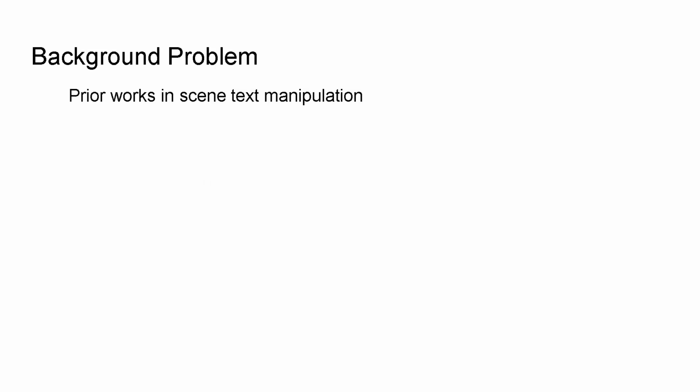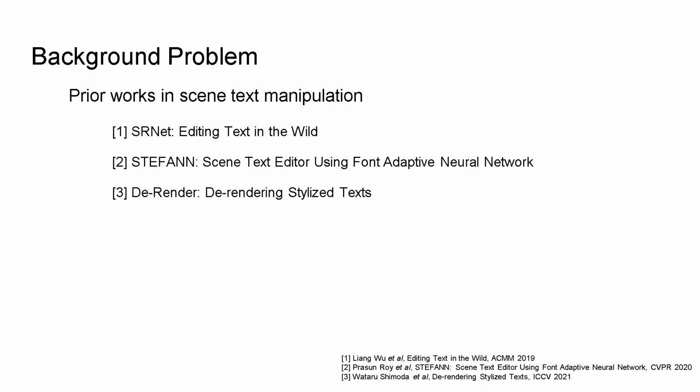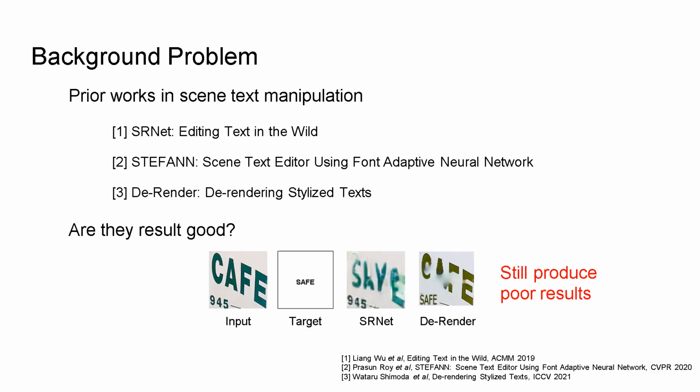Background problem. Several attempts have been made to solve this issue, such as SRNet, Stefan, and DRender. While this method performed well in specific scenarios, a straightforward implementation on in-the-wild data still produces poor results, as shown in this figure.